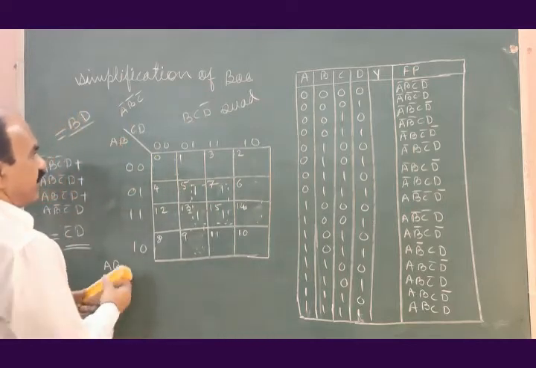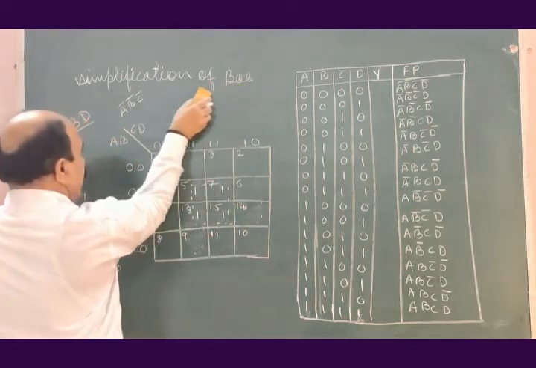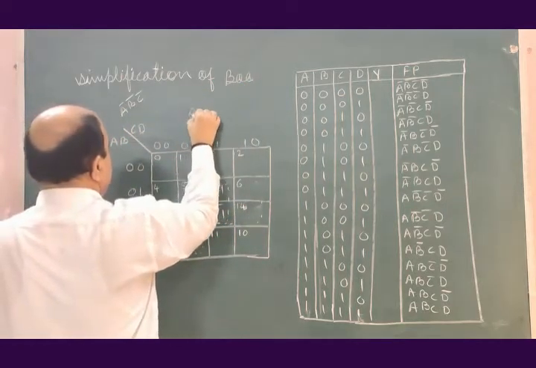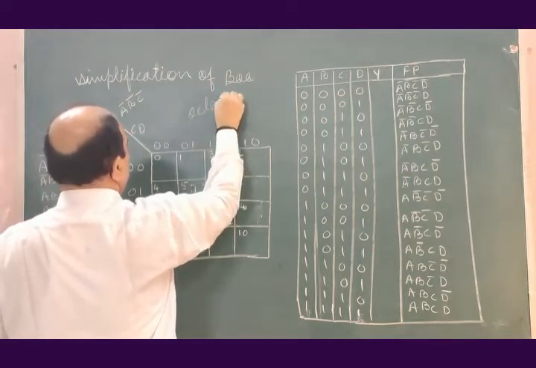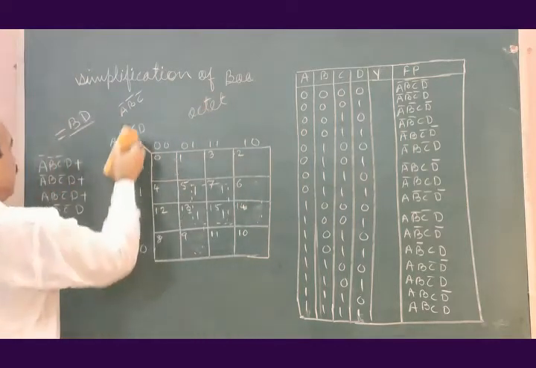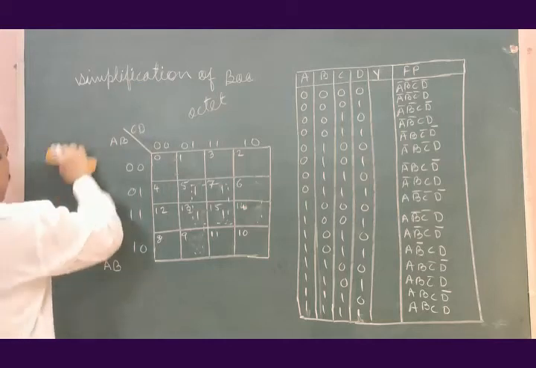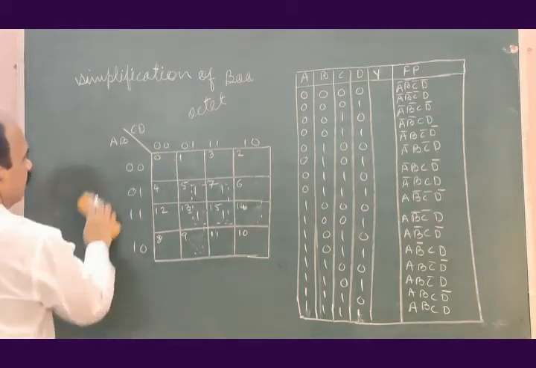Third way, form an octet. An octet will be a group of 8 ones.